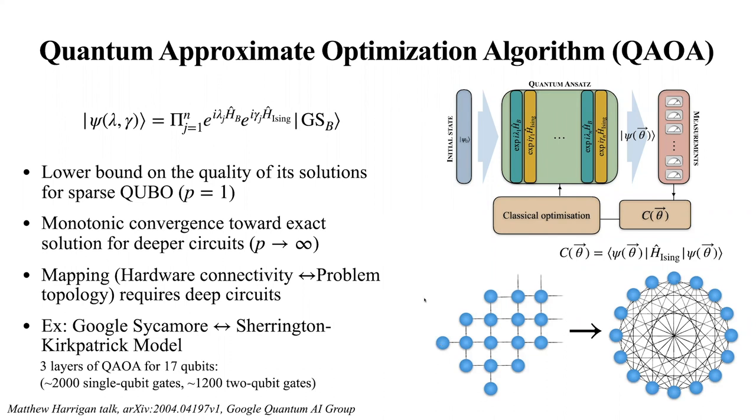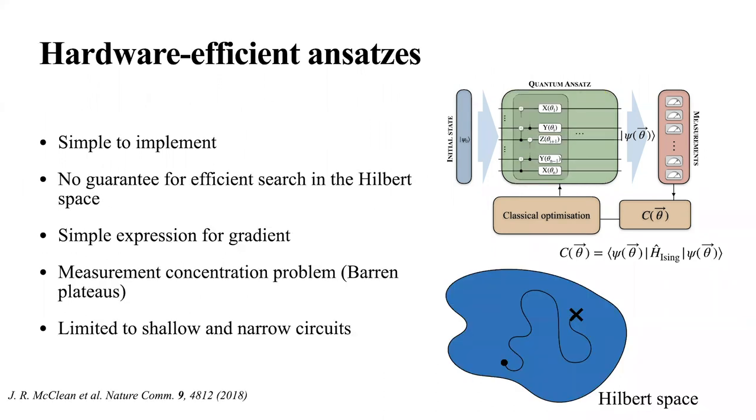So that's a challenge. So what you could do, if you cannot do that, you can say, okay, I cannot implement a super deep circuit, I cannot implement H Ising, what is left for us? Well, there's what is known as the hardware efficient ansatz. So the idea here is that the unitary evolution that you implement has nothing to do with the problem at hand. You just do something that is simple to implement. So the only motivation here is that you implement something that you can.